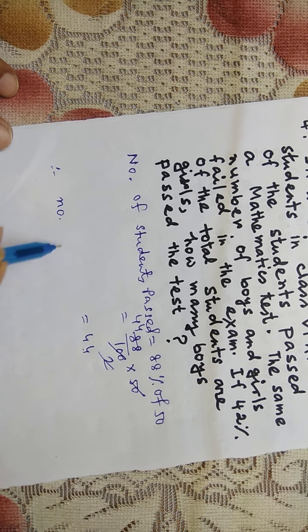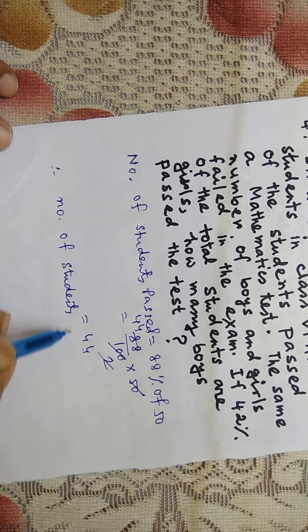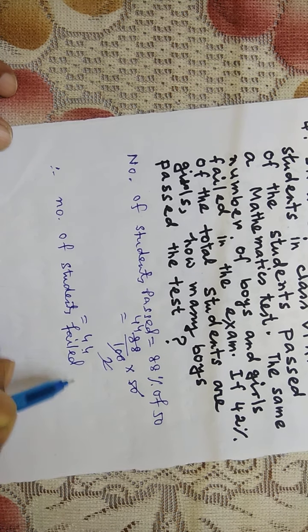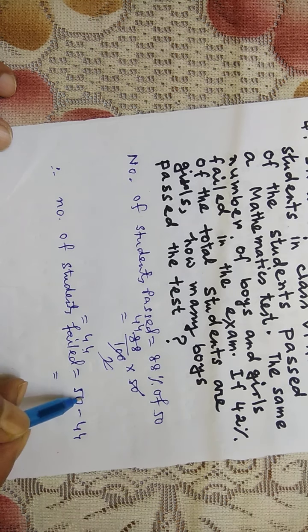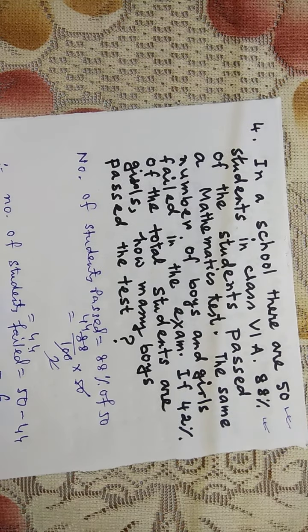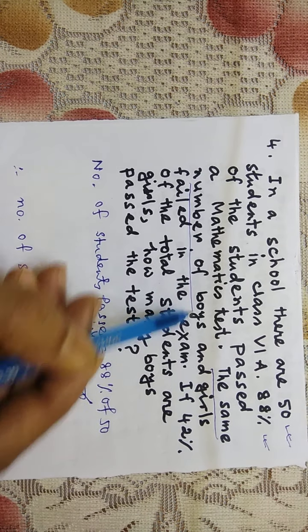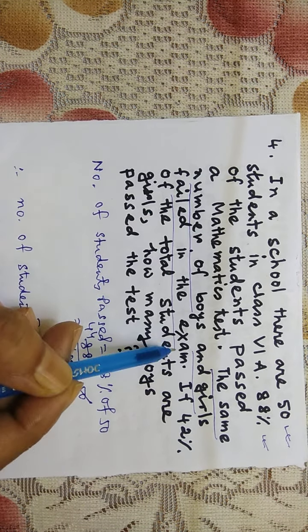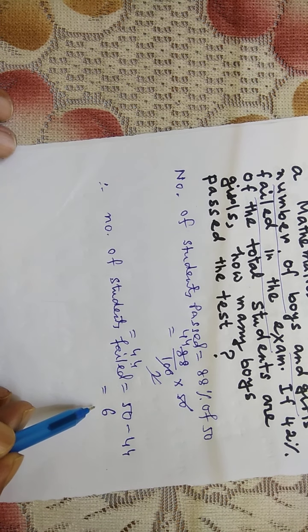So how many students failed? Therefore, number of students failed equal to 50 minus 44, equal to 6. So total 6 students failed the exam. Now read the sentence carefully. The same number of boys and girls failed in the exam. So number of boys failed equal to number of girls failed, and their total number is 6.